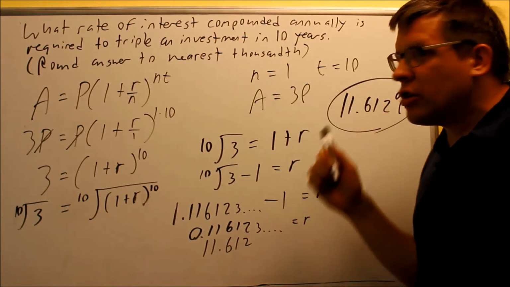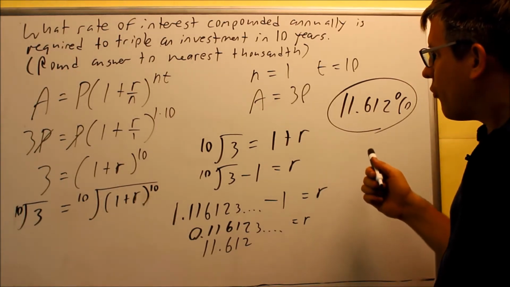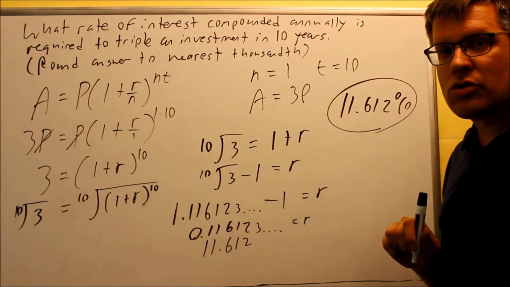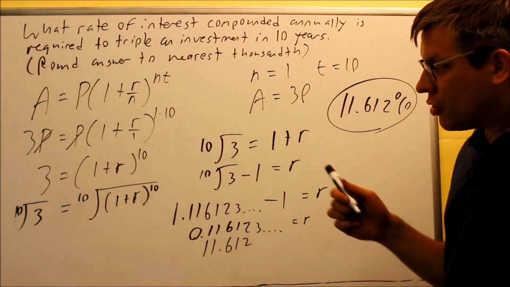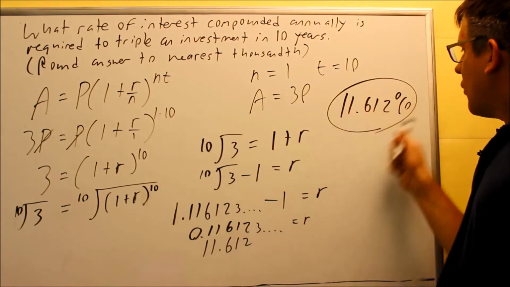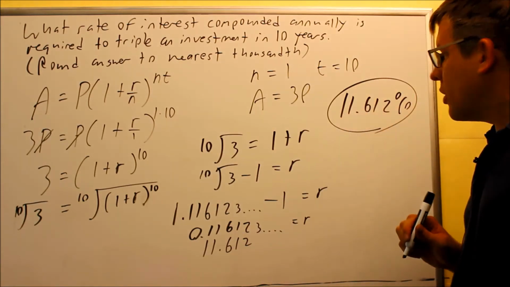That would be the interest rate that would be required in order for us to triple our initial investment. Now again, it doesn't matter what the initial investment is. Whatever that is, you're going to triple that in 10 years if you have this interest rate here, 11.612%.